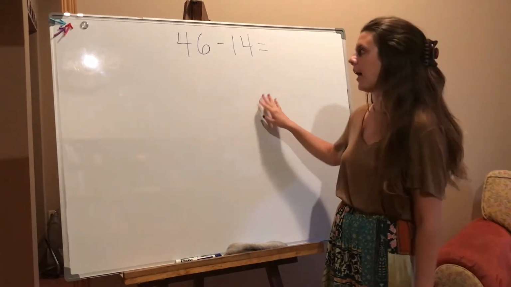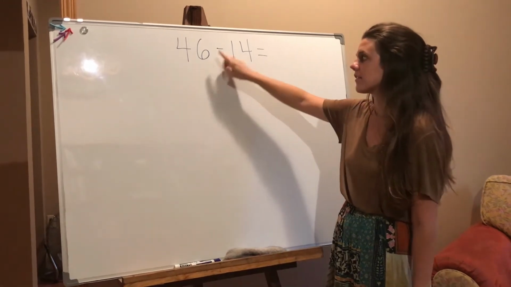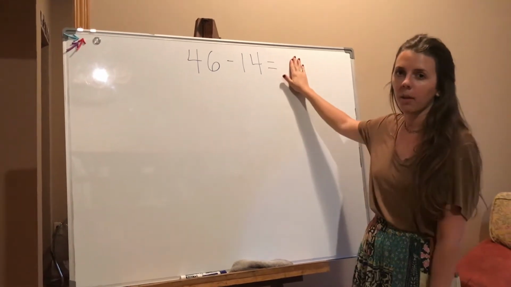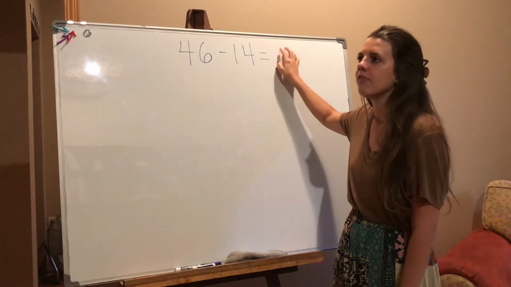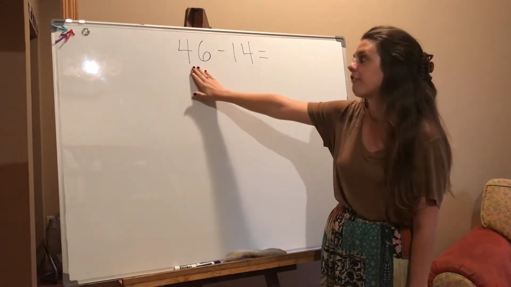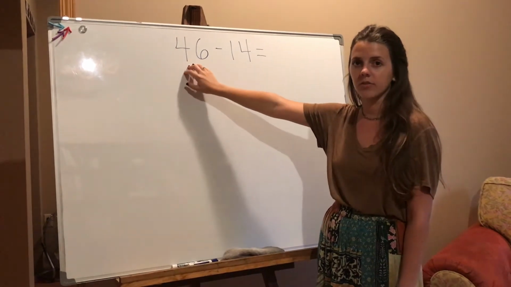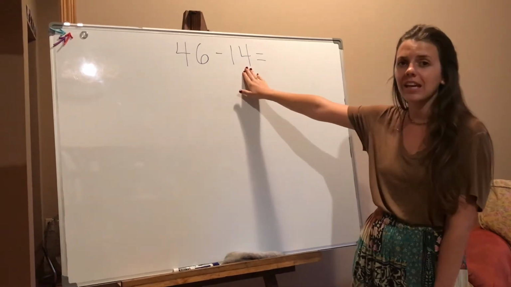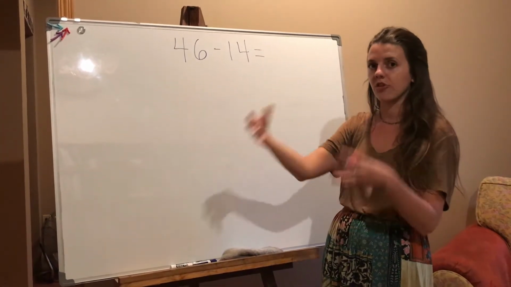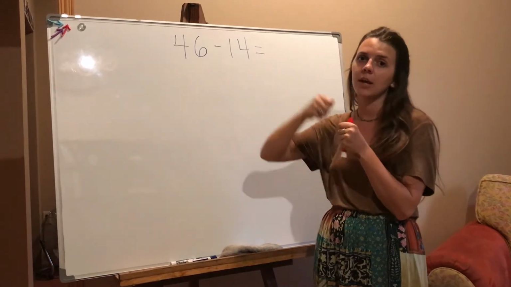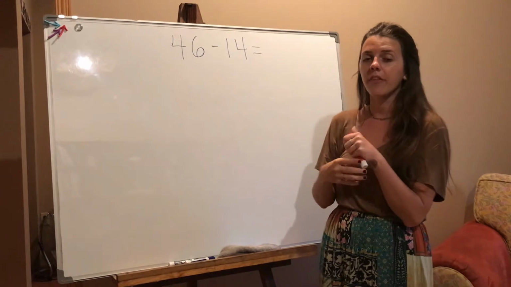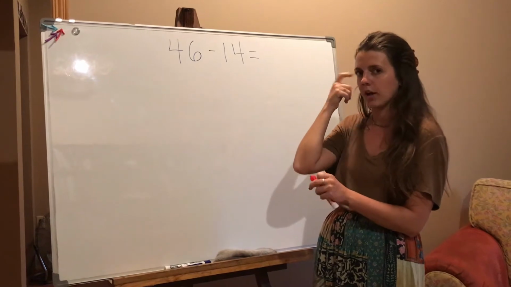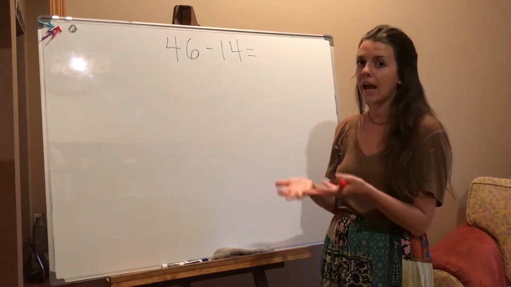Let's look at the subtraction problem I have on the board. I have 46 minus 14 equals some number. So let's think about if Miss Angela had 46 new pencils. Wow, that's a lot of pencils. She has 46. And she gives 14 of them away to her students. So she has 46 and she gives them away. Those are key words to know that the problem you're doing is a subtraction problem. You have to think about those key words. How many does she have now?